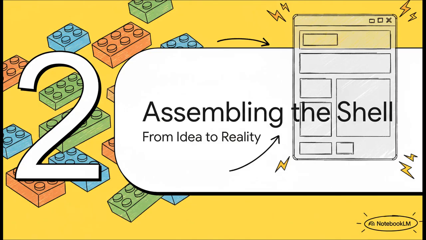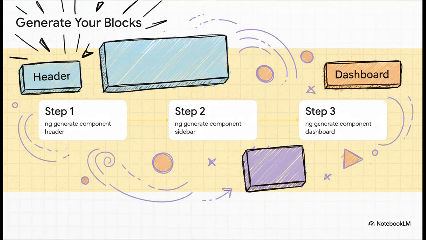All right, that's enough theory. Let's see how this stuff actually works in practice, right? We're going to go from just talking about Lego blocks to actually creating and snapping together the main structure, the shell of a brand new app. And you know what? Creating these blocks is way easier than you might think. You just use a simple command line tool. You literally just type something like ng generate component header. Boom. You do that for each big piece you need, a header, a sidebar, a dashboard. And just like that, the tool spits out all the files you need for each new component.